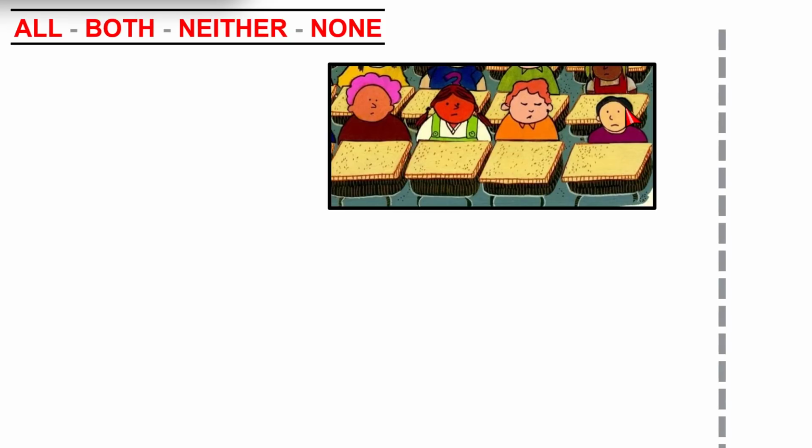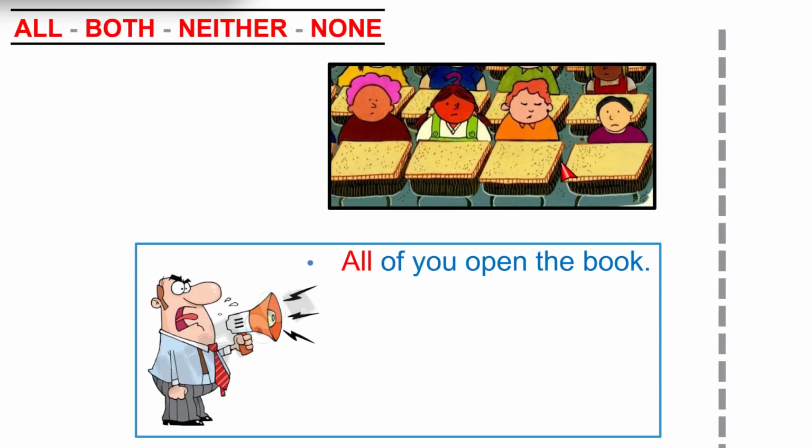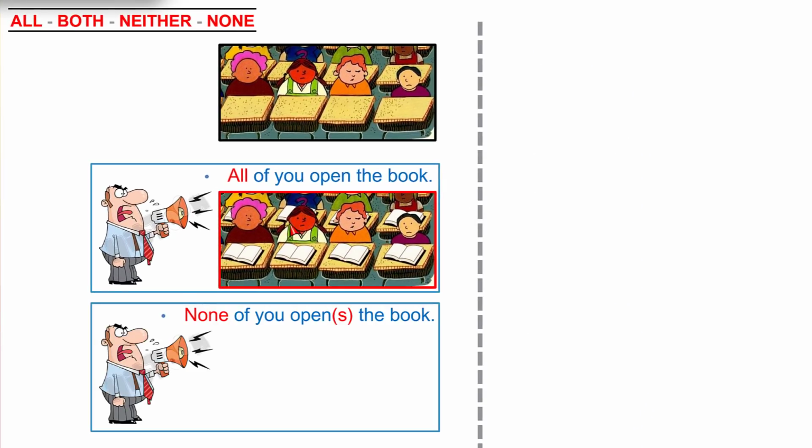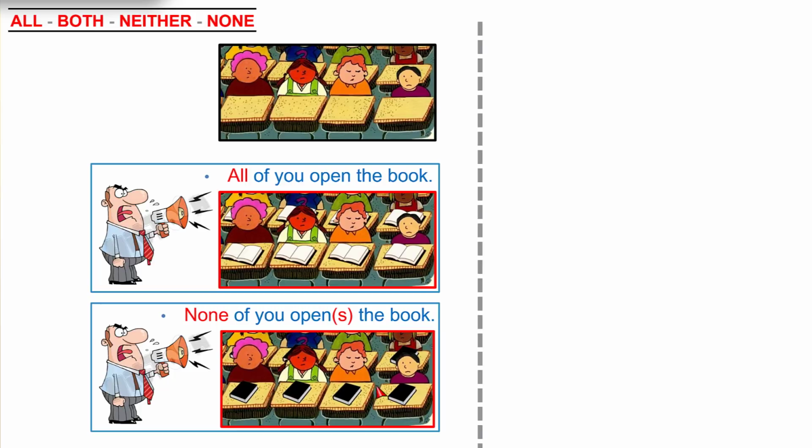Now, the teacher is speaking to the whole class. All of you open the book. And they all open their books. All is used for more than 2 people or things. More than 2: 3, 4, 5, 6. And the opposite of all is none. None of you open the book. And none of them opened the book.